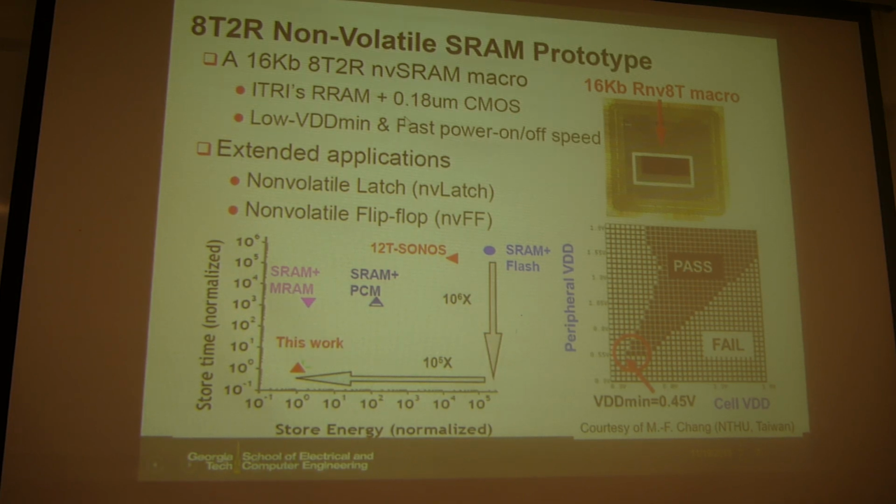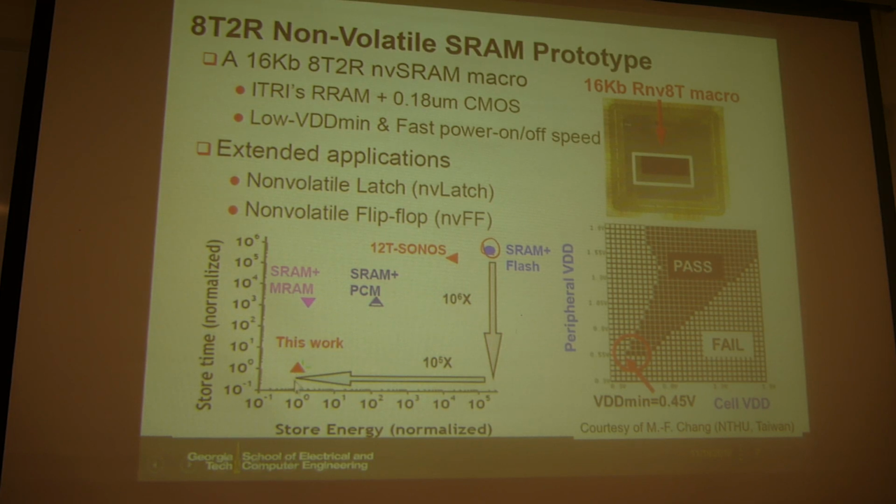Here is some data for this design. In total, the capacity is kind of small, only 16 kilobit, for a proof of concept. And then if you look at the store energy versus the store time, if you do the SRAM and flash version, this is the conventional way. You have your data in the SRAM array, and then you read out the SRAM array row by row and then write into the flash. If you do that, then that is your energy and latency.